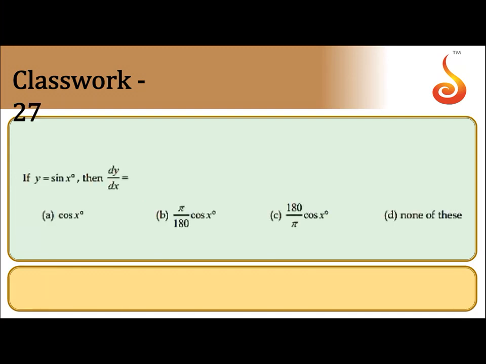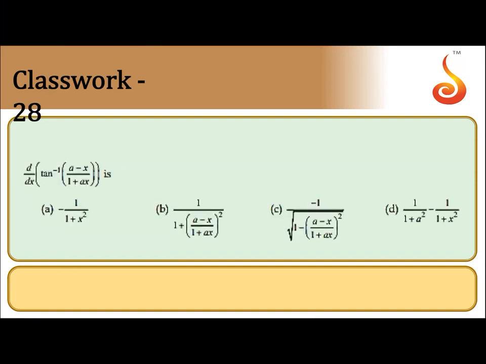Coming to the next one. y is equal to sine x degrees. You cannot differentiate the function in terms of degrees, so you have to convert to radians by multiplying by pi by 180. Then y is sine of pi x divided by 180, and you'll be getting pi by 180 cos of x degrees. So pi by 180 times cos of x degrees is the required answer, B.